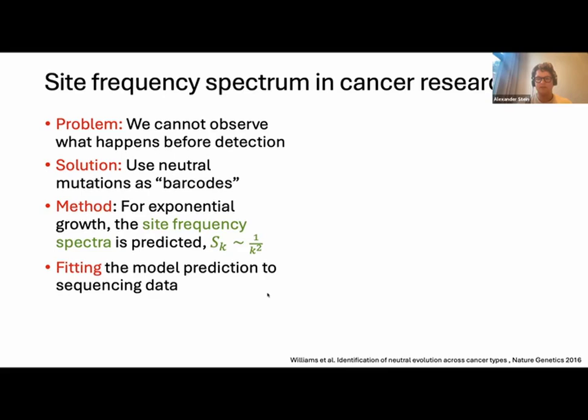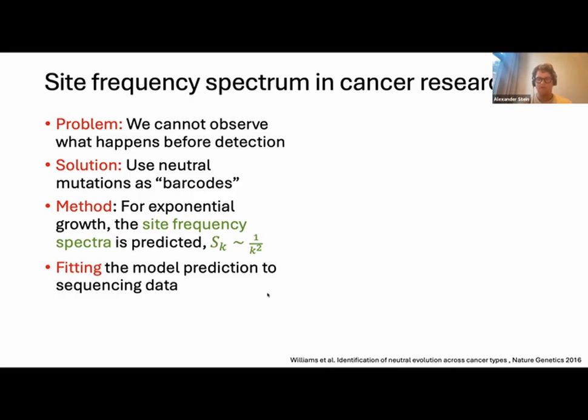With the advances of sequencing methods, cancer researchers started to borrow methods also from population genetics. In particular, the site frequency spectrum obtained plenty of attention, which was, I think, first introduced by Fisher in 1930. But how do cancer researchers today use the site frequency spectrum? Well, first, we need to note that there is an observation problem. We observe the cancer at the time of detection, but we do not know how the cancer has evolved before that, and we cannot really look into it.